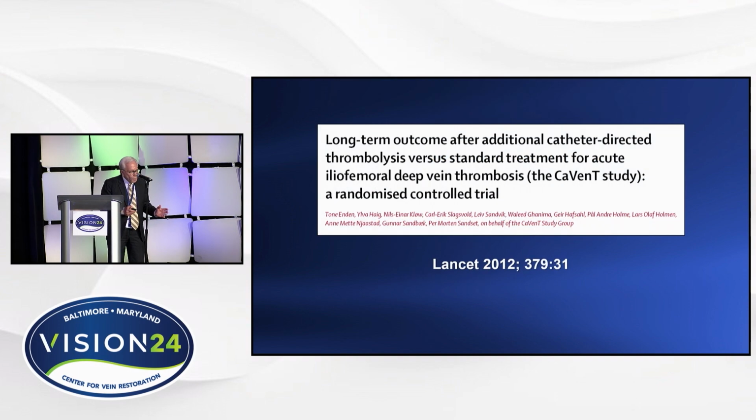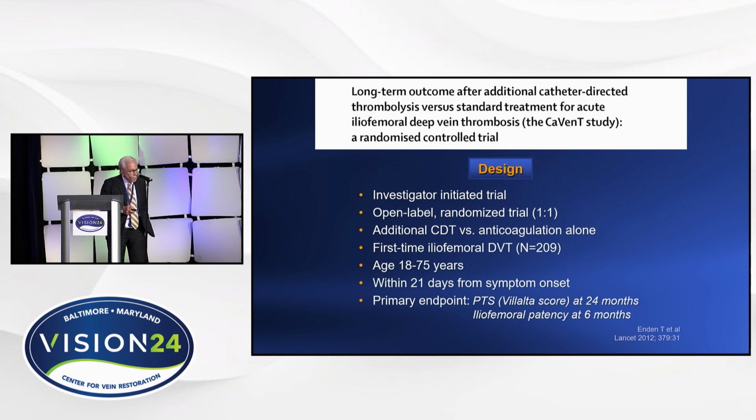The CaVenT trial by Tuna Enden and her colleagues from Norway investigated whether the addition of catheter-directed thrombolysis to anticoagulation reduced post-thrombotic morbidity, and the endpoint was a Villalta score of greater than 4 at 24 months. Each of these 3 trials has the same endpoint, the Villalta score, one at 12 months, which is the CAVA trial, and the other 2 at 24 months, as you will see.